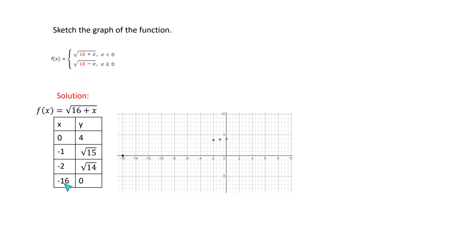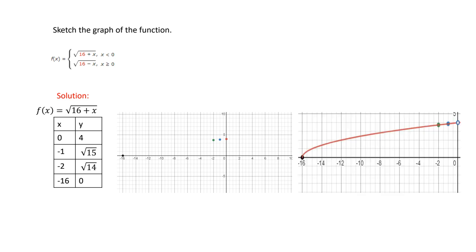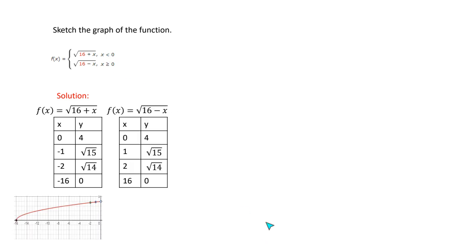So I went ahead and added another point. Negative 16 plus 16 is 0, which is up here. Okay, but now let's do the second equation. I'm going to graph it first. So here's my graph. And notice that I do have my open circle. I want to make sure that it's open because I don't have that equal sign. Okay, so that's the first equation.